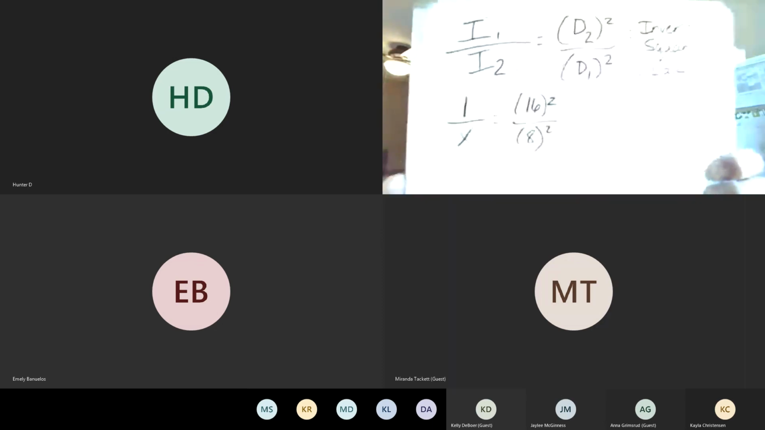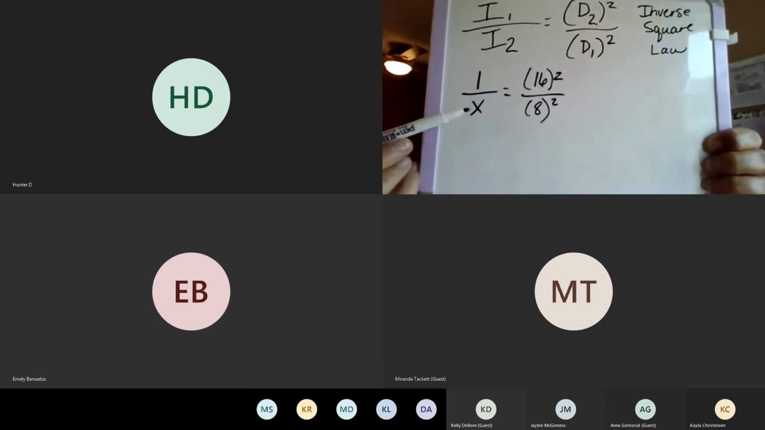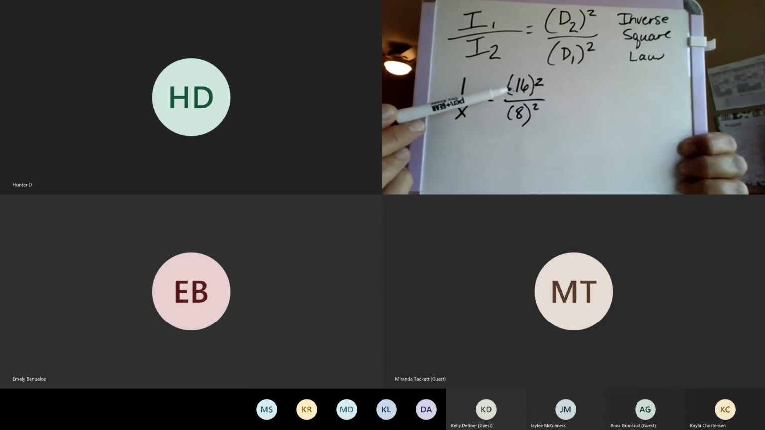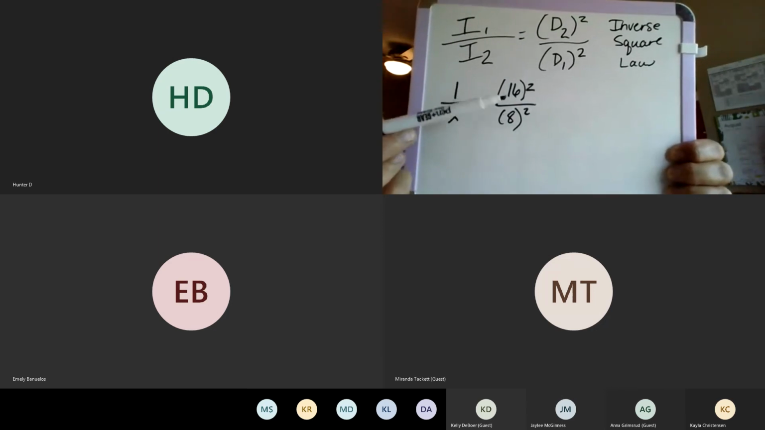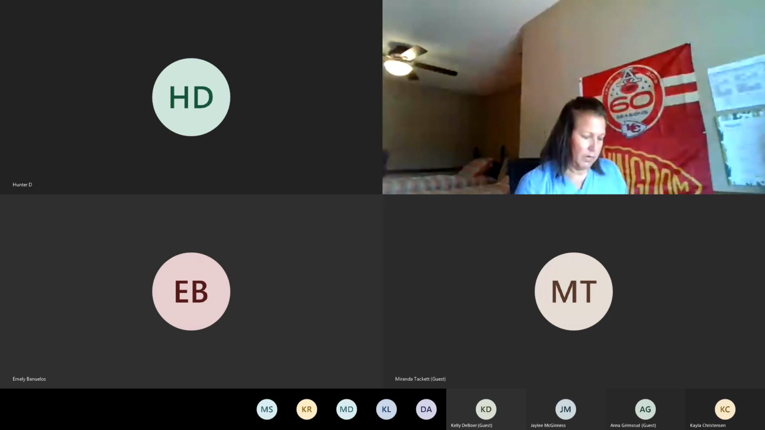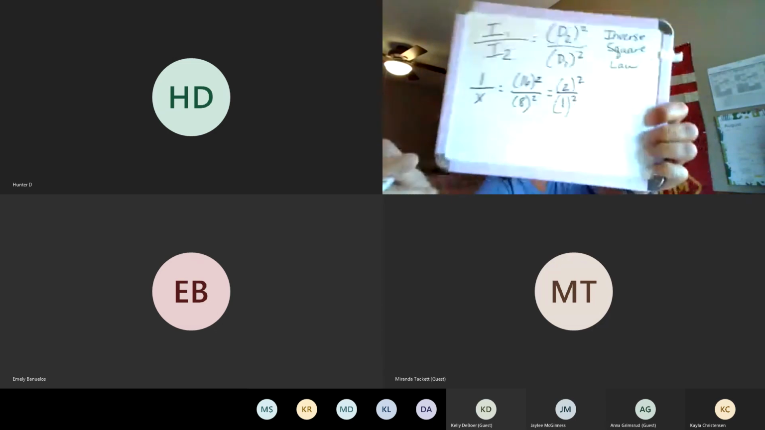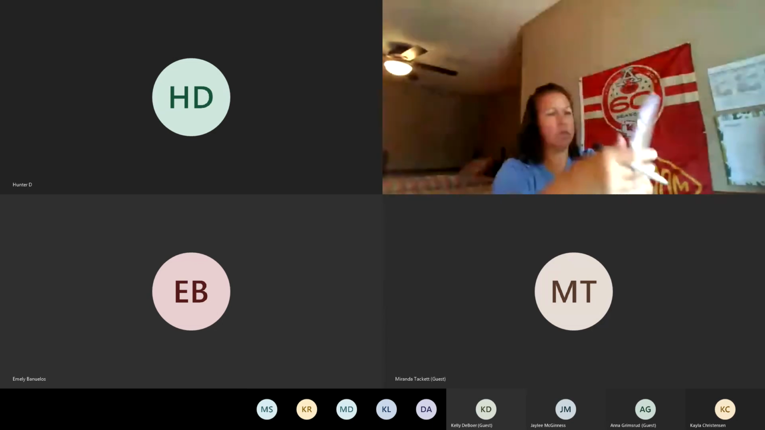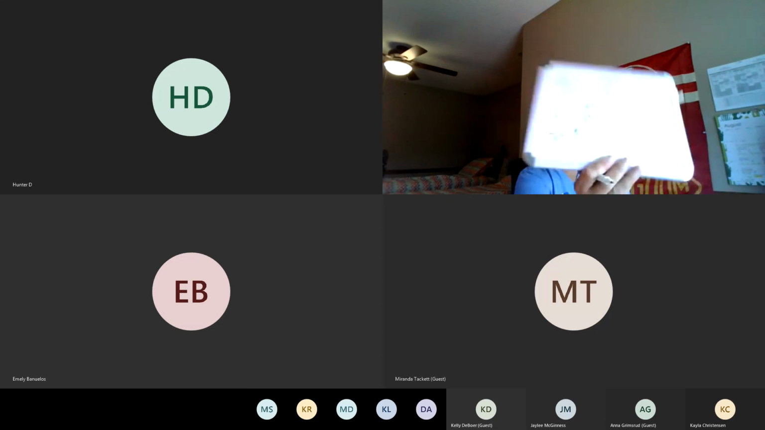Okay, so you can see I've plugged those numbers in. I've got 1 because they don't give me an intensity. I'm trying to find the new intensity, which is represented with x. The second distance is 16, and I want it on top. We started at 8. We need to remember to square these, but I'm going to simplify and reduce first, because I can reduce that to 1 and 2 over 1, which makes it much easier, because 8 goes into 8 one time and into 16 two times. So now I have 1 over x equals 4 over 1.